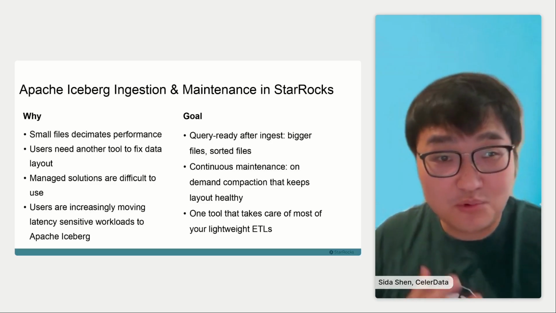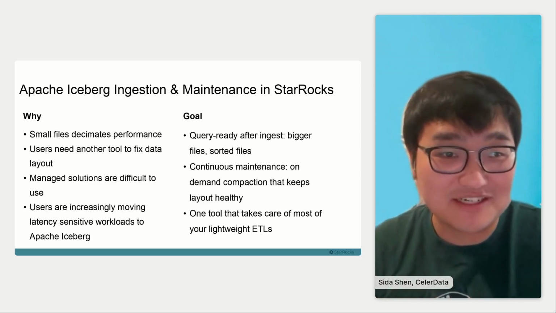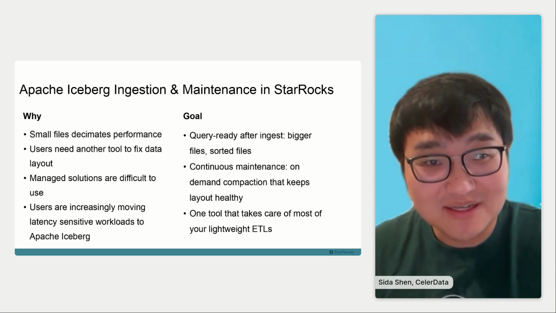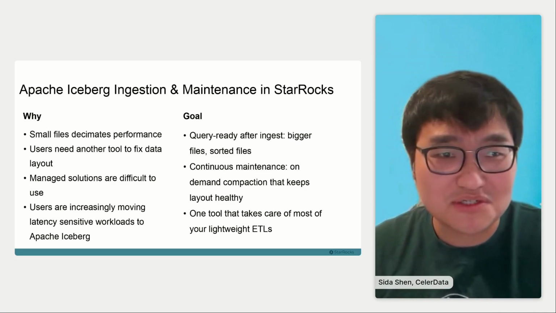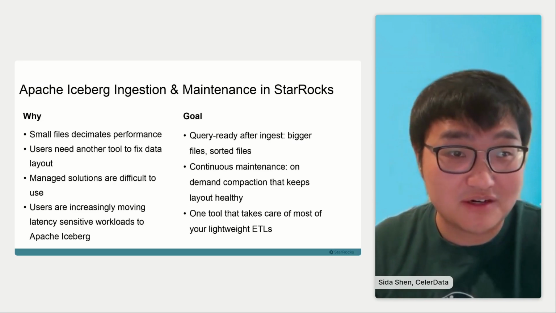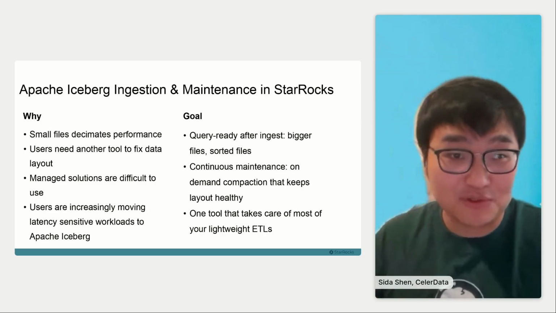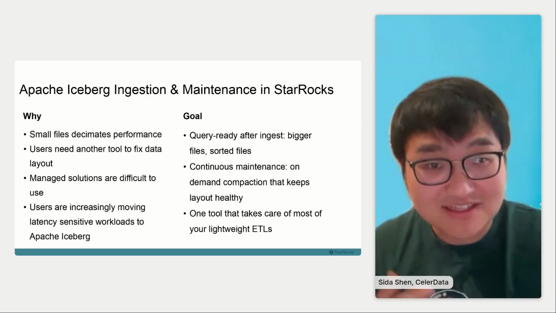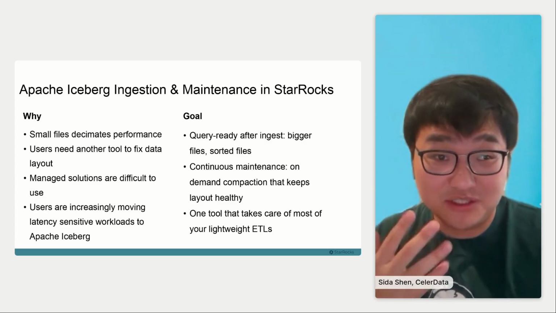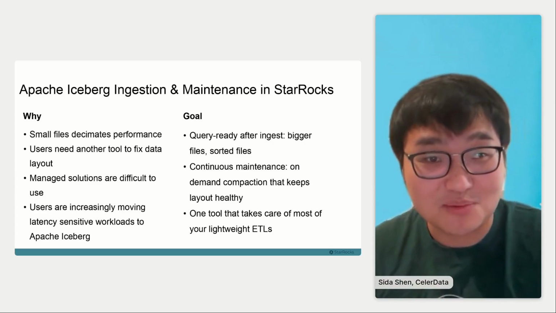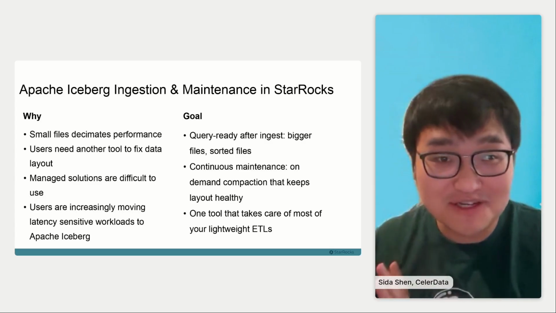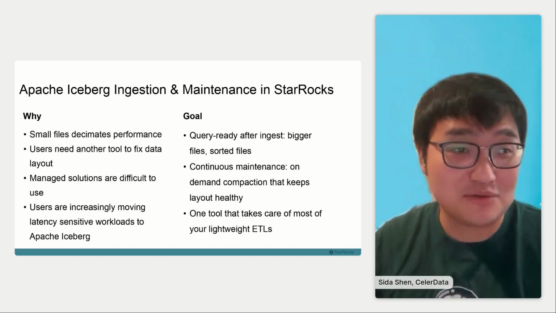And also, why do we hear a lot of Apache Iceberg users complain about this? Because a lot of Apache Iceberg users are moving their latency sensitive workloads to Apache Iceberg instead of keeping them in the data warehouse. That is a good trend, but we need to keep the data governed as well, right? We need to have bigger files, query ready files, for those kinds of use cases.